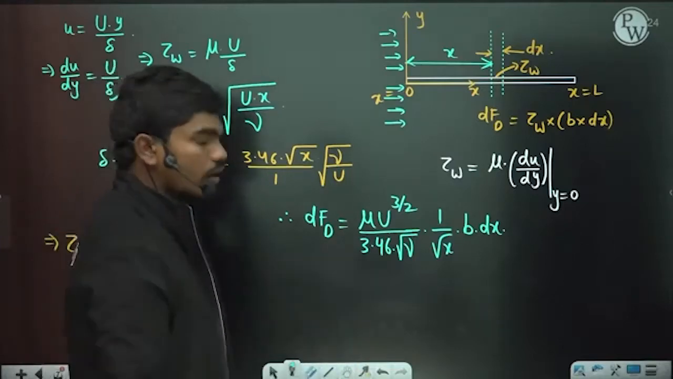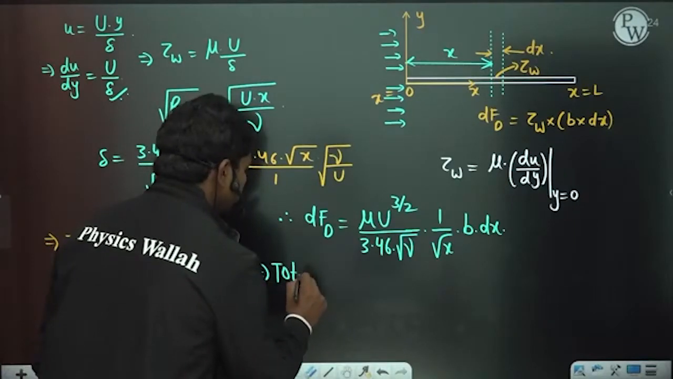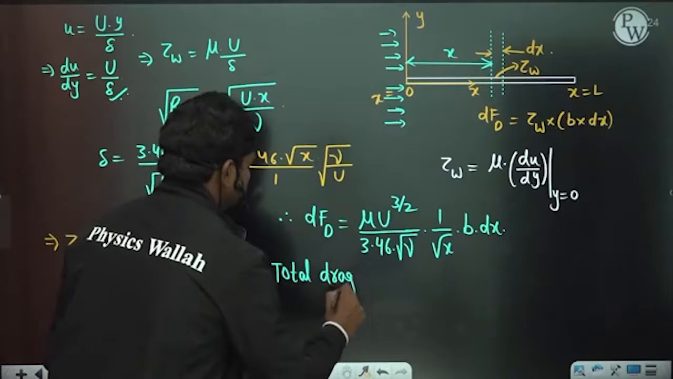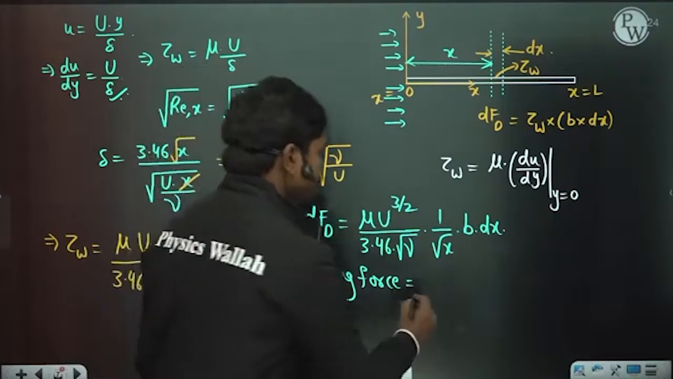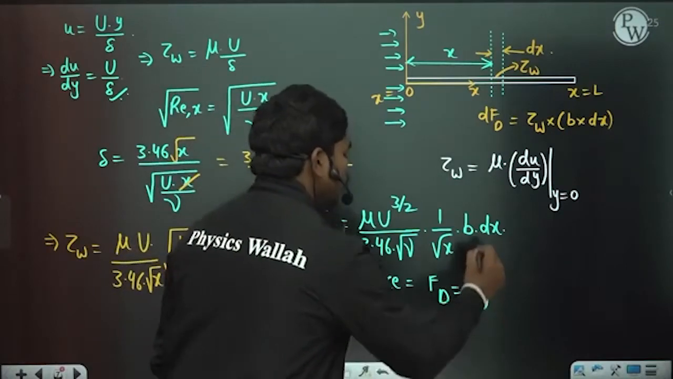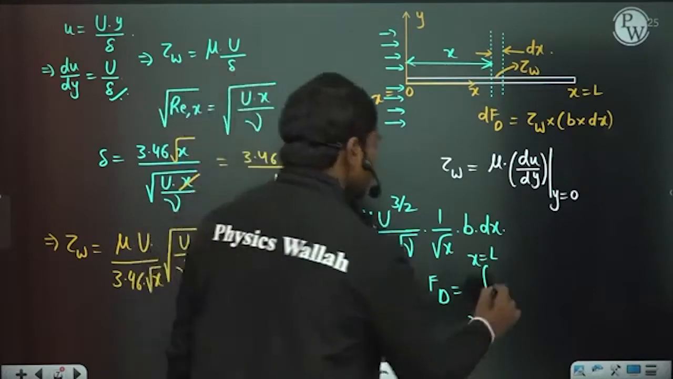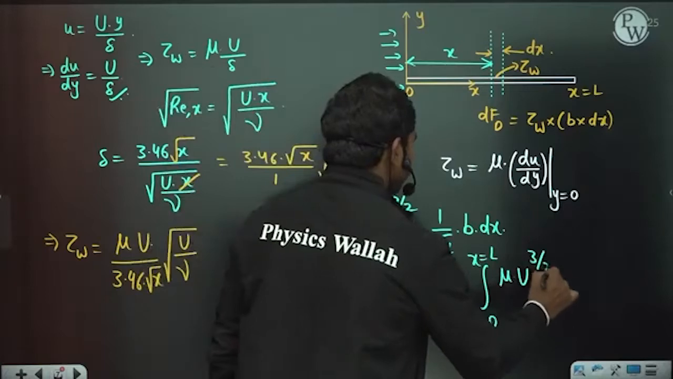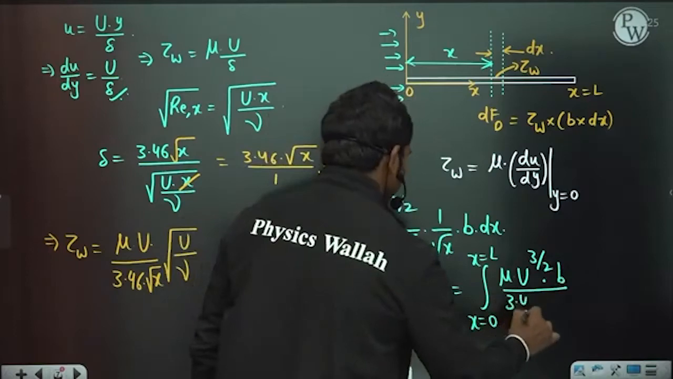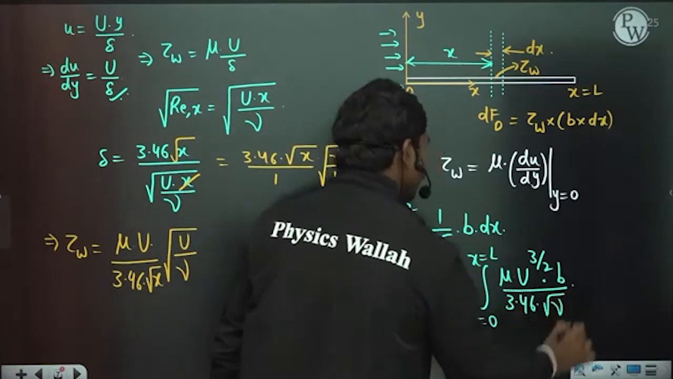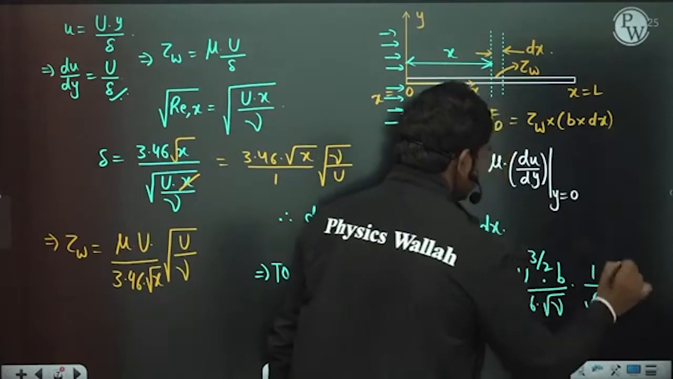If you want the total force, then obviously you need to go for the integration. So the total drag force is F_D, where the plate is of length L, for example, x from 0 to L. All these values, mu U^(3/2) into b, which is also constant, the width of the plate, by 3.46 times square root of nu, into 1 by square root of x dx. So this is the value which is with you.